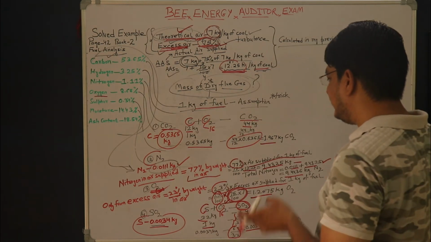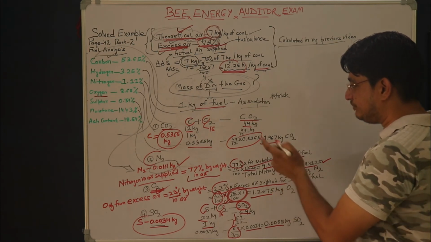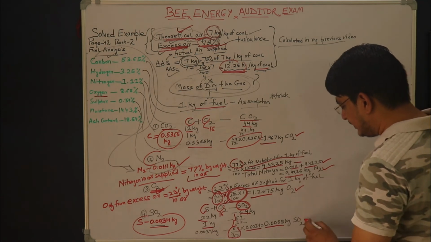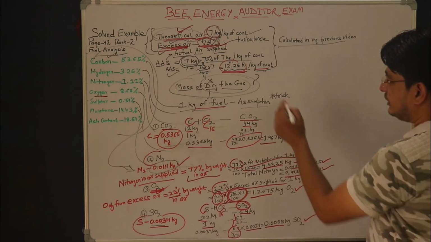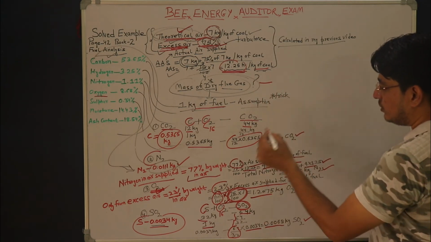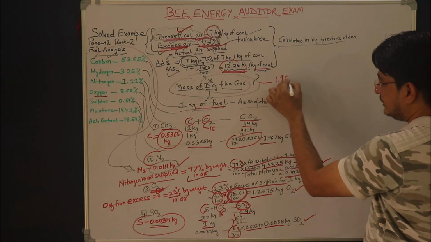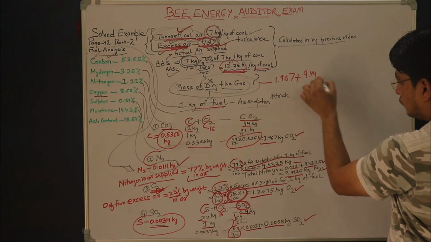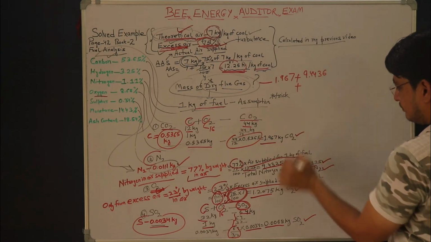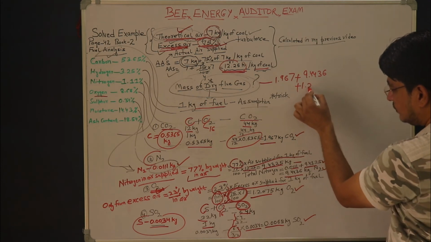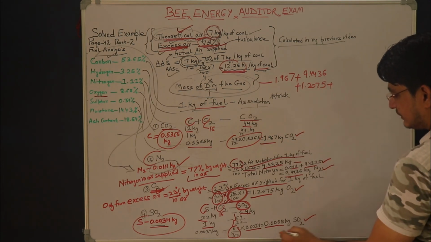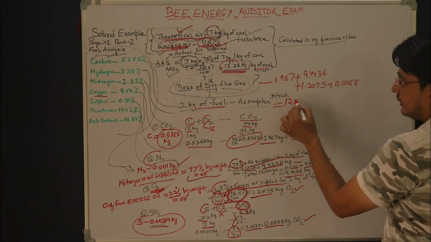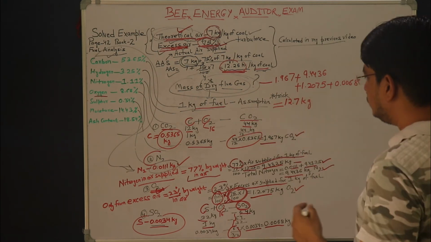So friends, as you can see, I have calculated the amount of each constituent present in the flue gas, that is CO2, nitrogen, oxygen and sulfur dioxide. So the mass of the dry flue gas will be the summation of all these, that is 1.967 plus 9.4436 plus 1.2075 plus 0.0068, and it will come to around 12.7 kg.